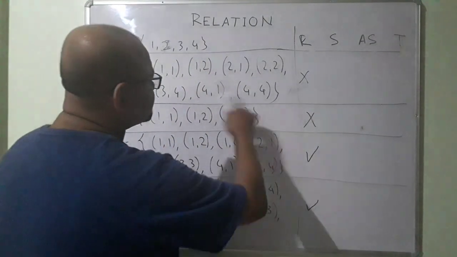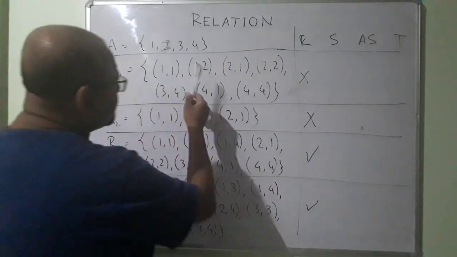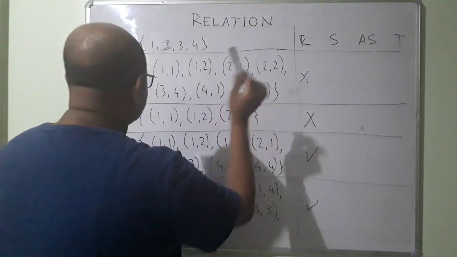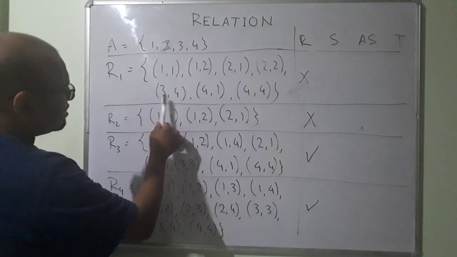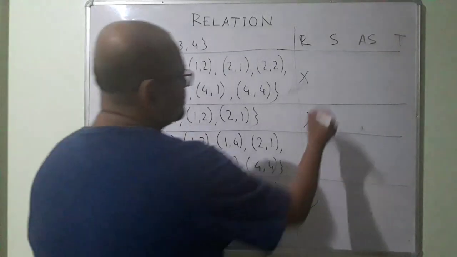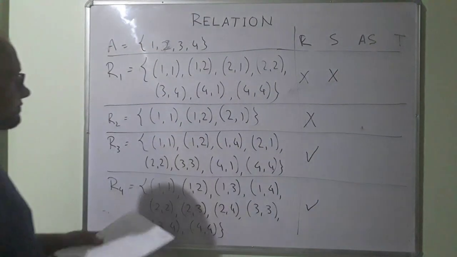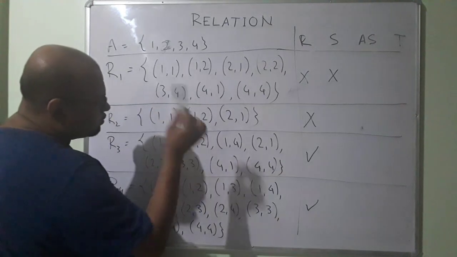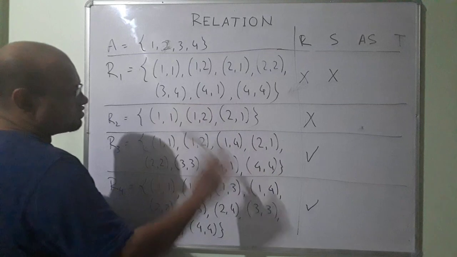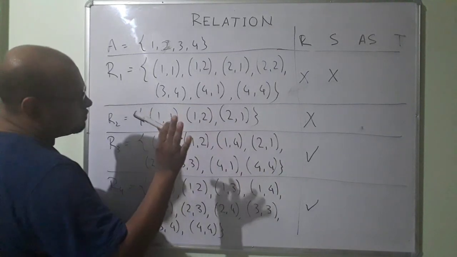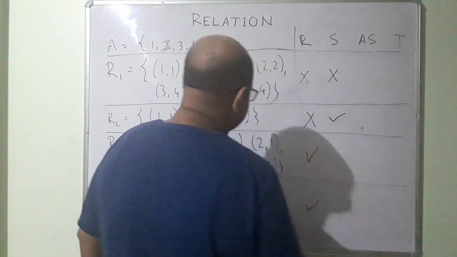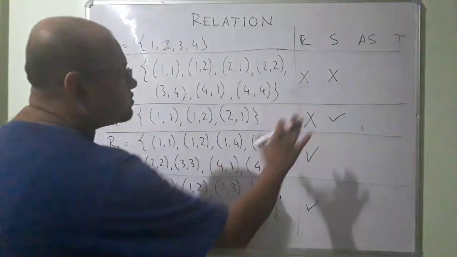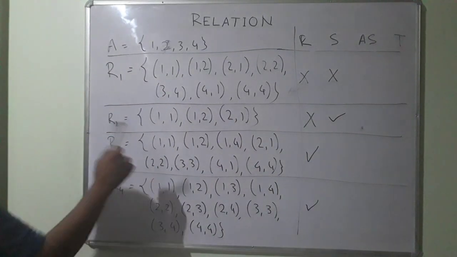Next let us find out if this is symmetric. 1 1, not a problem. 1 2 is there, so 2 1 is also there. Then 2 1 is there, 1 2 is there, 2 2, 2 2. 3 4 is there, but 4 3 is not there. So this is not symmetric. What about this? 1 1 is there, implies 1 1 is there, not a problem. 1 2 is there, implies 2 1 is there, so good. 2 1 is there, implies 1 2 is there, so good. This is symmetric. So for every AB, BA is there. Let us look at this.